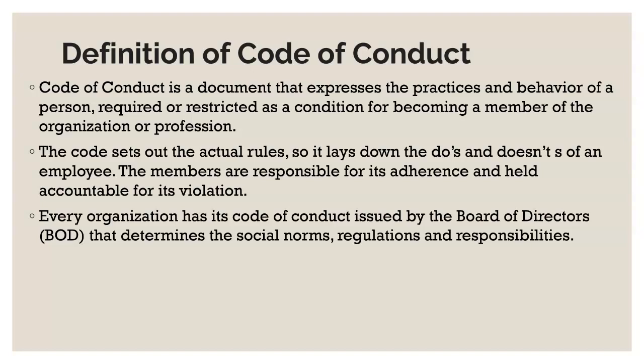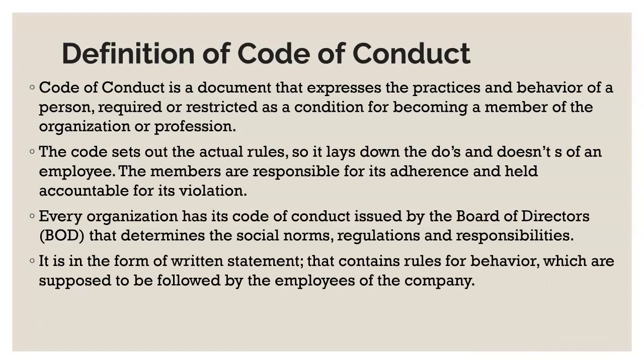Every organization has a code of conduct issued by the board of directors. So in most organizations, the board of directors is the one who provides the code of conduct, and that determines the social norms, regulation, responsibility. So it contains everything. What should be your responsibilities, what are the social norms you should be following, what are the key regulations or rules we have for the organization, that also comes as part of the code of conduct. It is a written statement that contains rules for behavior which are supposed to be followed by the employees of the organization. Again, it is rules and regulations, and it is about do's and don'ts, whereas code of ethics was more about right and wrong, although it also gives you guidelines which everybody will be following. And code of conduct is all about those people who are going to join the profession, they have to follow.